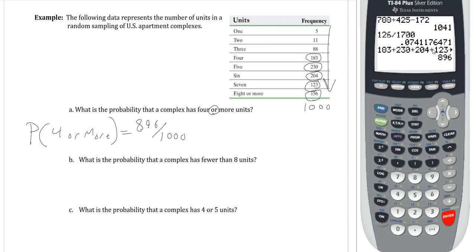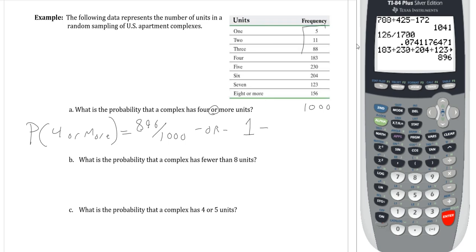Now, that's one way I could have done it. That's a direct way. Alternatively, I could have done that in a different way. I could have instead done this using a complement. I could do 1 minus all the ones that are not 4 or more. So that would be less than 4.